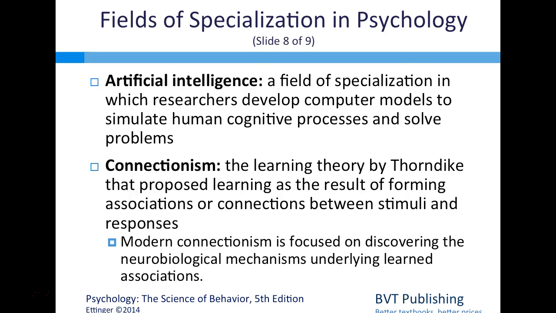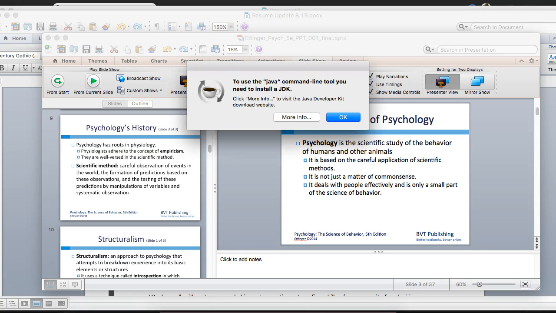Artificial intelligence. This is research developing computer models to simulate human cognitive processes and solve problems. Connectionism, the learning theory by Thorndike that proposed learning as the result of forming associations or connections between stimuli and responses. Modern connectionism is focused on discovering the neurobiological mechanisms underlying learned associations.